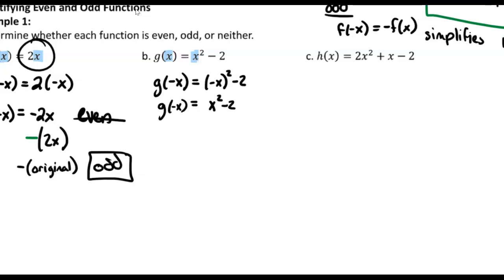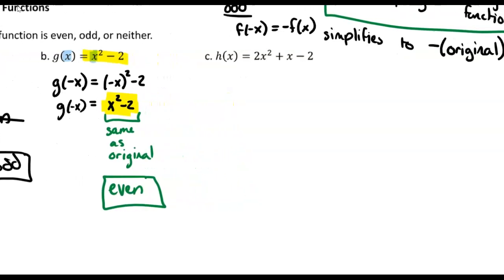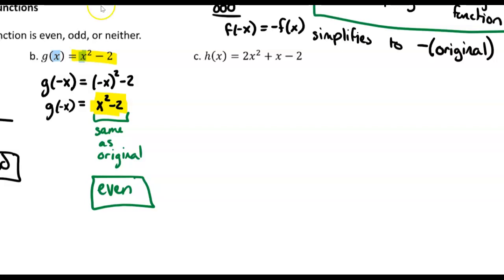Okay, so now we look at it. Is what we had right here the same as the original? Yes, it is. It's exactly the same. They both say x squared minus 2. So when we plugged in negative x, we got something exactly the same as the original. So therefore, this is called an even function. So always check even first, and if it works out for even, then you don't have to check odd, you're just done. Okay, so let's check this one out for even first.